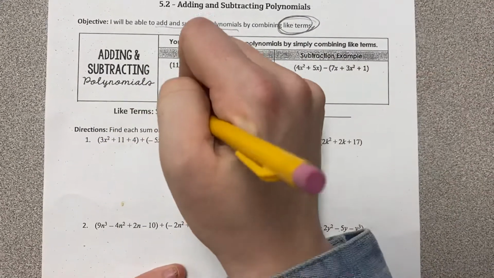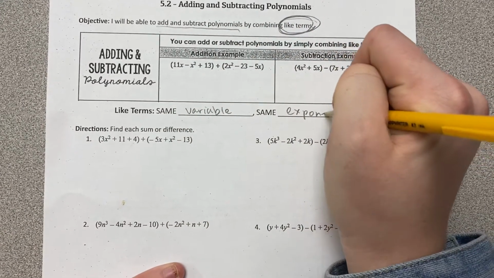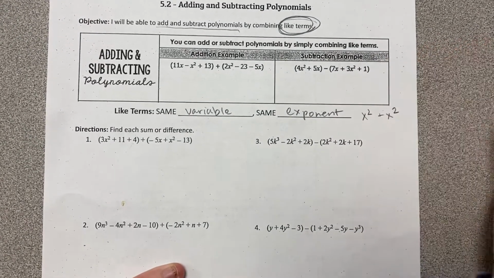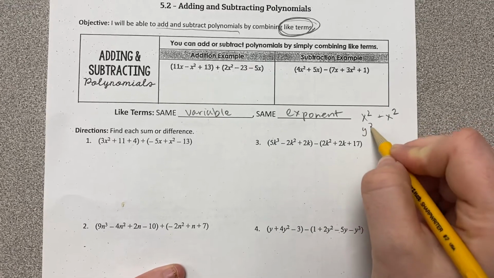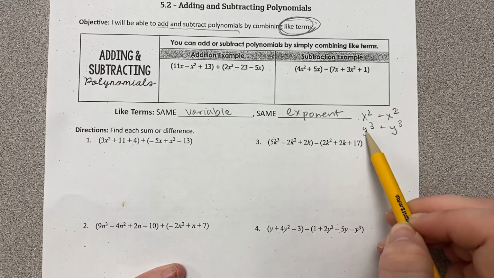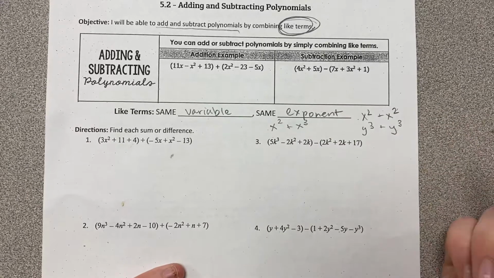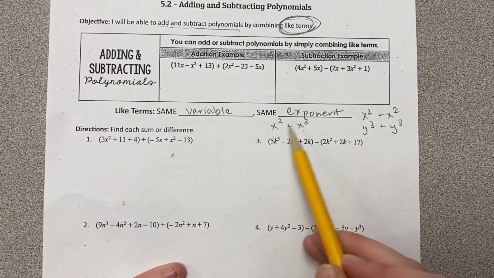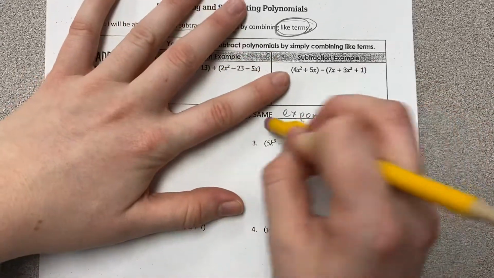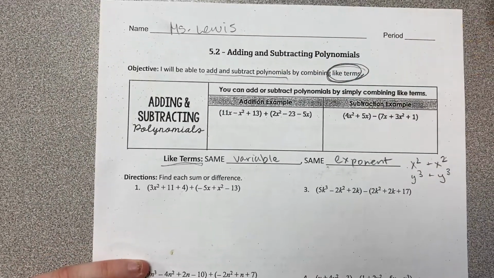Like terms, we say, have the same variable and same exponent. So I could combine an x squared with an x squared. I could combine a y cubed with a y cubed because they both have the same variable and same exponent. I could not combine something like x squared plus x cubed. They have the same variable, but they do not have the same exponent. So in order to combine like terms, they must have both. I'm going to erase this because this is what we call a non-example. So when I'm adding or subtracting, I'm going to combine like terms.